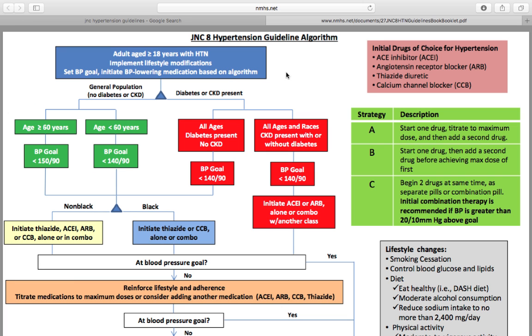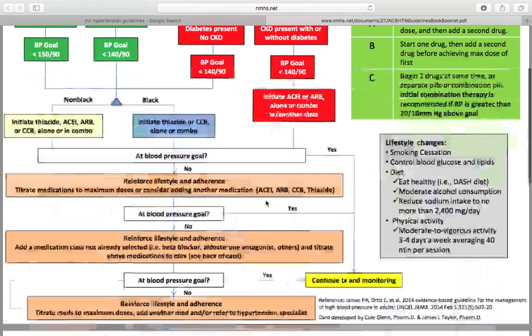I like algorithms. Again, some critics say this is cookbook medicine. I definitely like these. I think for new practitioners, these are good things to look at. There's a whole bunch of these different algorithms out there, whichever one you like better. I like the way this one looked, and it's colorful. It basically tells you how to go through it. In the general population, do they have diabetes or not? Yes or no. Are they non-black? Are they black? Yes or no. What's their goal, etc. Stage, and then initial choice of hypertension therapy, I think is good.